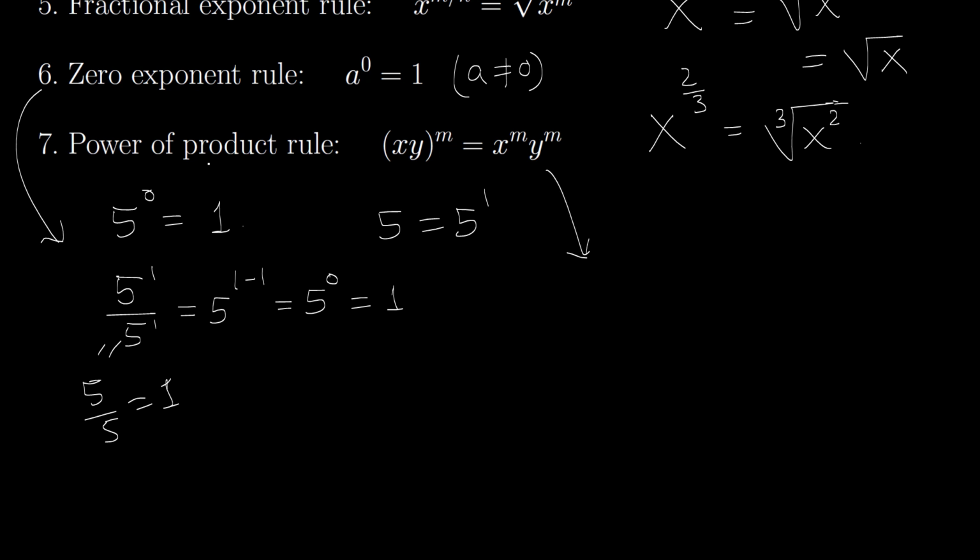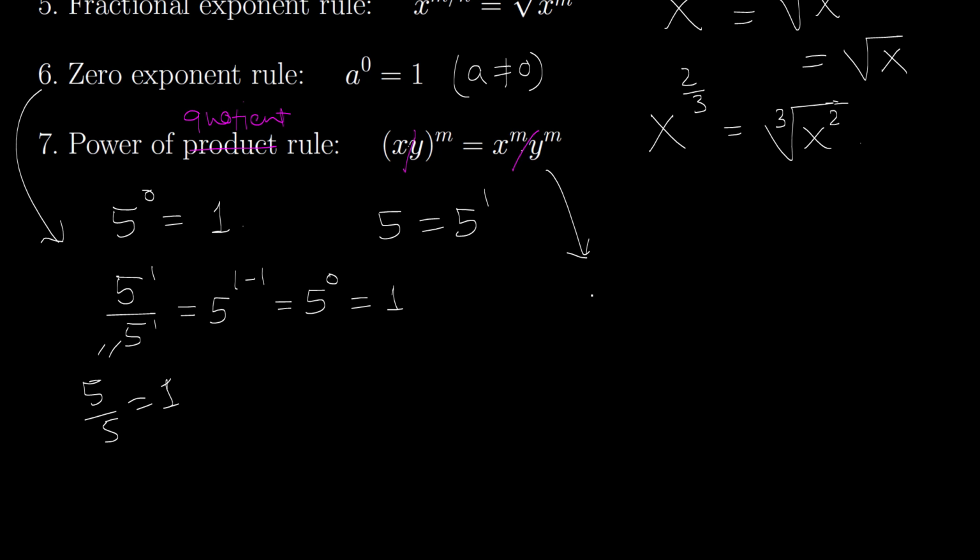And the power of a product rule. Suppose we have x times y raised to m, or x divided by y raised to m. If it's a product, it will be a product. If it is a quotient, then the power of a quotient rule, that will be a quotient as well. Power of a product means when it's times, it will be times. Power of a quotient, when we have a fraction, then we have a fraction. Let me show you some examples.